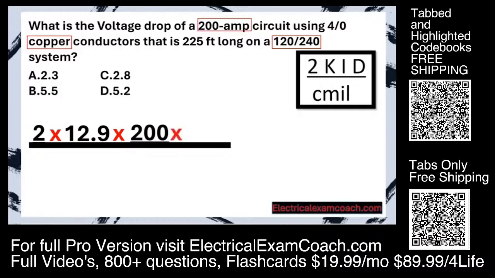Then we put our multiplier, and now we need to look for D. Well, our D is 225 foot, and we put that down. Now we need to find our circular mills. And for that, we're going to be looking for 4/0 in the table.